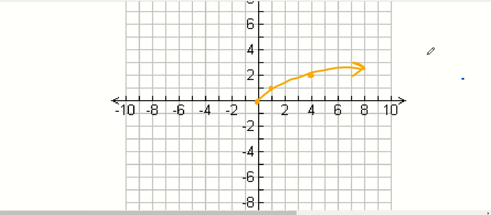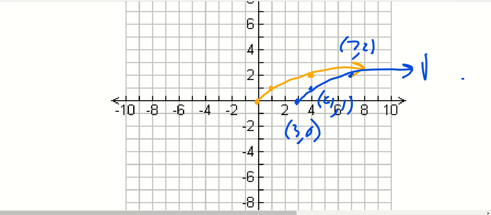So this point that was at (0, 0) is now going to occur at (3, 0). The point at (1, 1) now appears at (4, 1). And the point at (4, 2) is now going to appear at (7, 2). Go ahead, complete the graph. And then this gives us our graph. So this is the graph of the square root of x minus 3. It's the square root function, but simply taking each point and shifting it 3 units to the right.